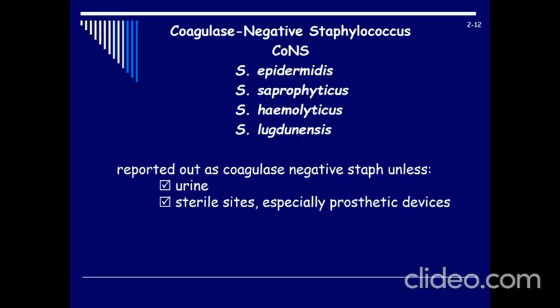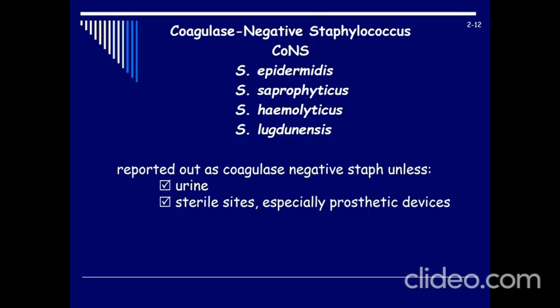Just have a quick note here, and that is that all three of these can be reported out as coagulase negative staph unless they're found in urine or in sterile sites. And in sterile sites, we're saying especially prosthetic devices. Now, if we had it in urine, that would indicate saprophyticus, and especially if it was a young, sexually active female.